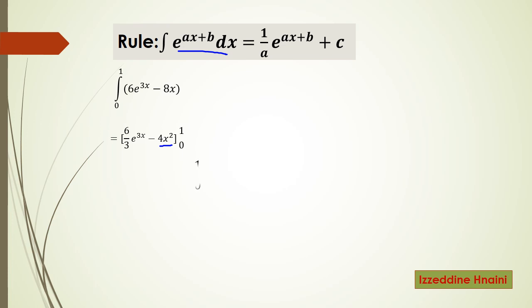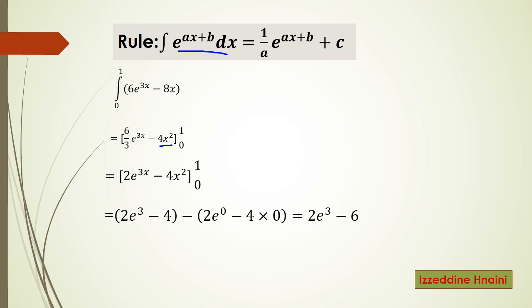Substitute 1: we get 2e^3 minus 4 times 1, minus, then we substitute 0, we get 2e^0 minus 4 times 0. That is 2e^3 minus 4 minus 2, that is 2e^3 minus 6.